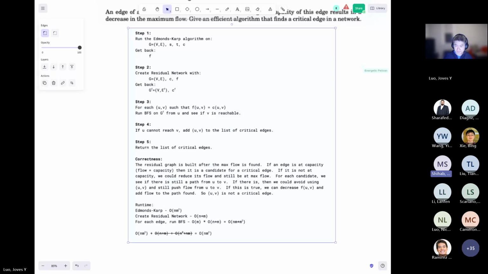Hi, Jovis. I remember in prior office hours you said do not run BFS on every node. But this feels like we're running BFS on potentially every node. So what's the deal? Do not run BFS from every node or on every edge if that is the start of your algorithm.